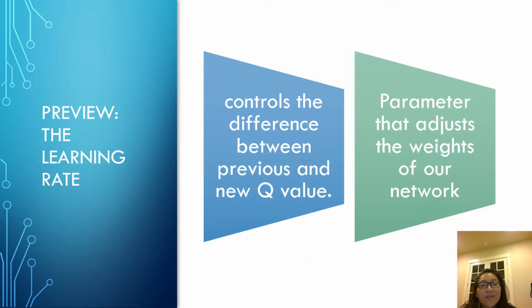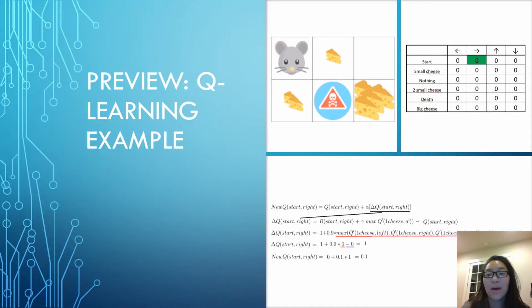So the learning rate controls the differences between the previous and the new Q value. It is a parameter that adjusts the weights of our network. So let's look at an example of a Q table being updated by the Bellman equation.